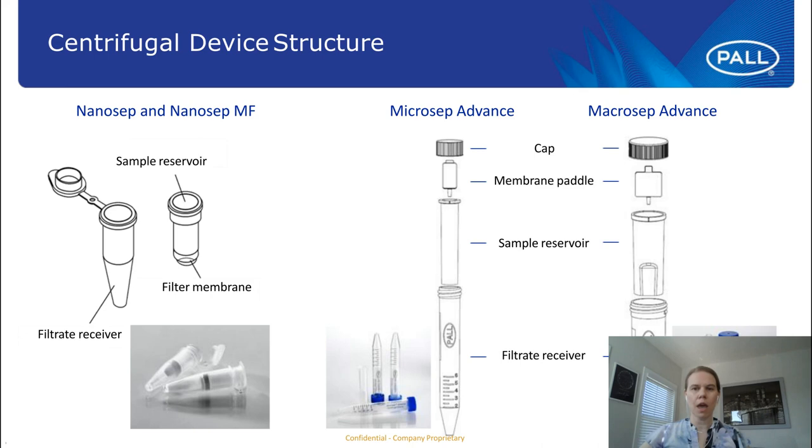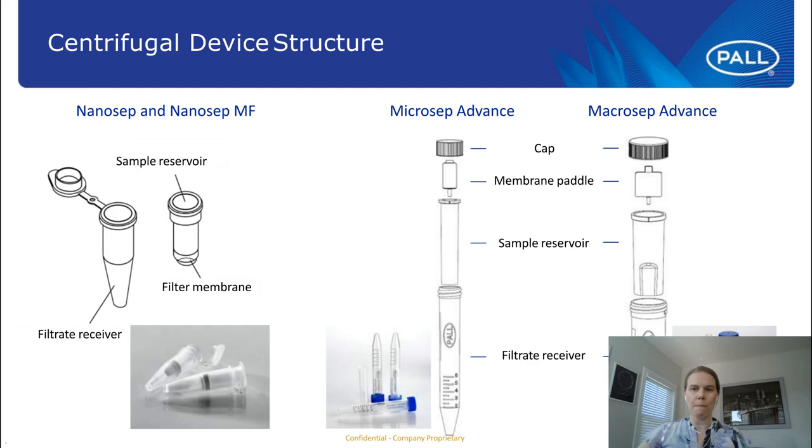If we look at the right-hand side for the Microsept and Macrosept structure, again, we have similar parts. We have a filtrate receiver tube, sample reservoir, membrane paddle, and a cap. Now, competitors out there also offer similar centrifugal devices. However, there is a big difference between the competitor membrane and our membrane incorporated on a paddle.